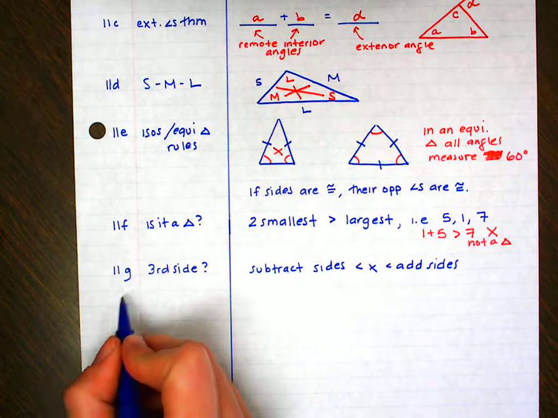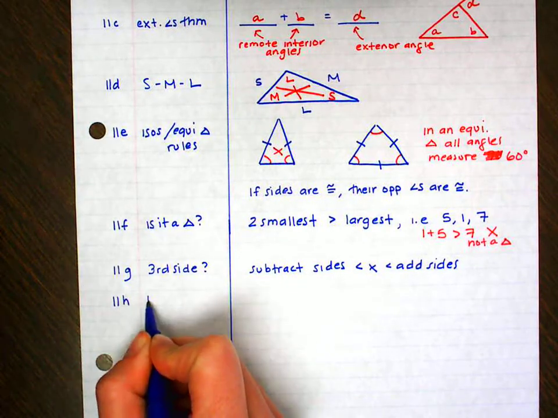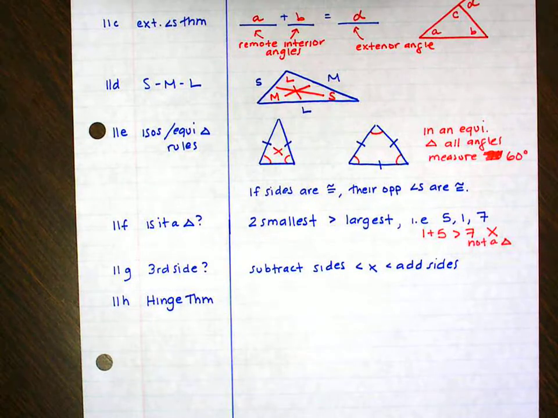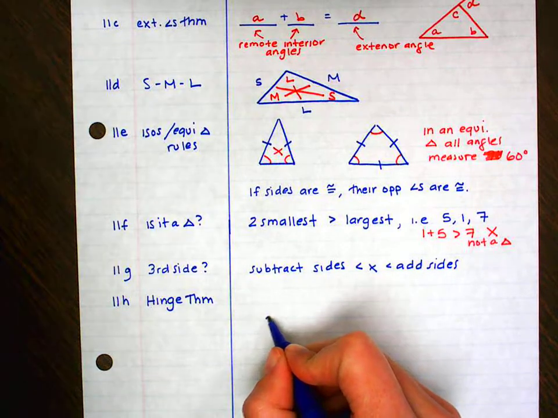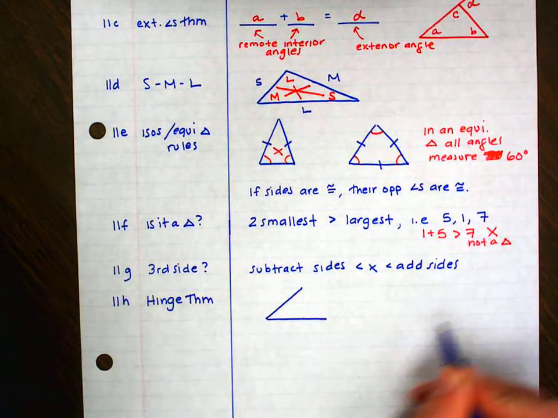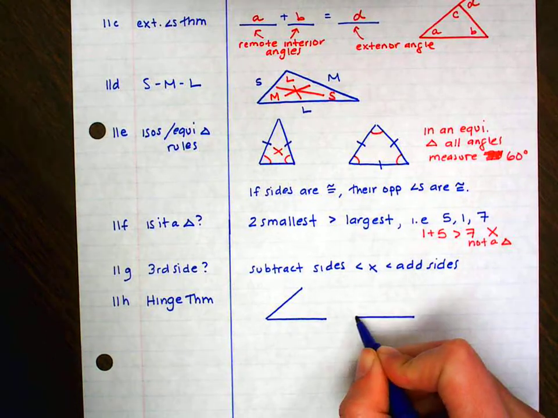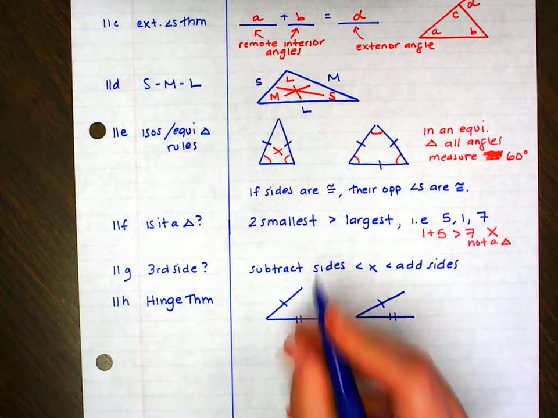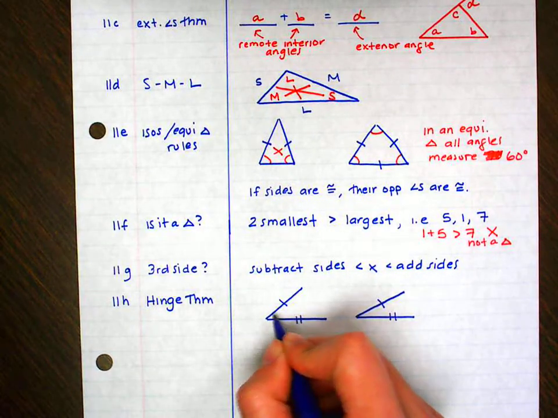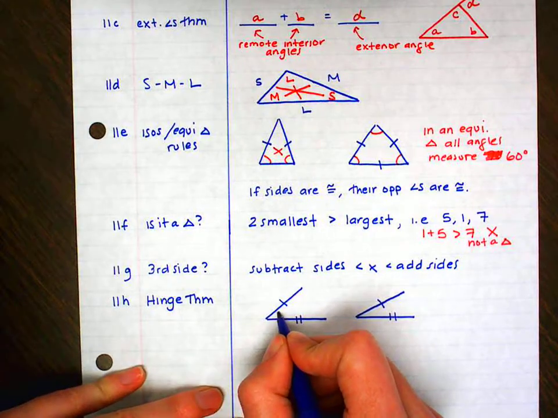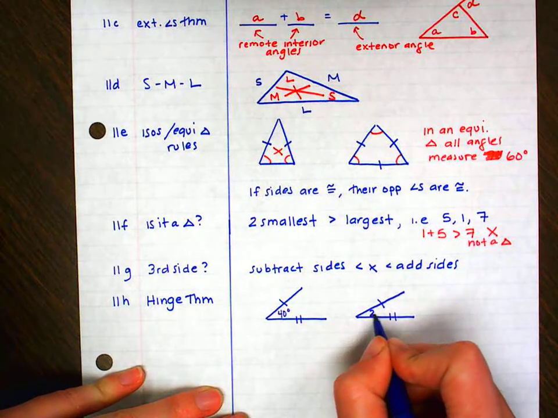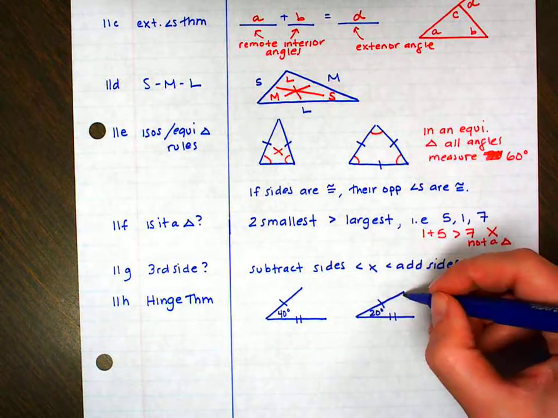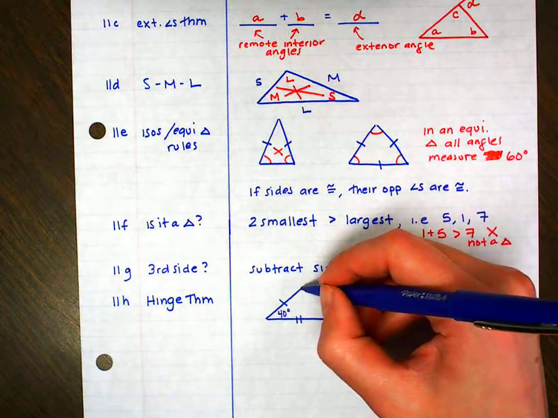11H is also about third sides, but this is the hinge theorem. And the hinge theorem says if I have two side lengths that are the same, so for instance, this is the same as this, and this is the same as this. But notice this included angle, the angle in between the two sides, is bigger. Let's say this is 40 degrees. This one's smaller. Let's say this is 20 degrees. Because the hinge here is smaller, but with the same two sides, this third side here needs to be smaller than this third side here.